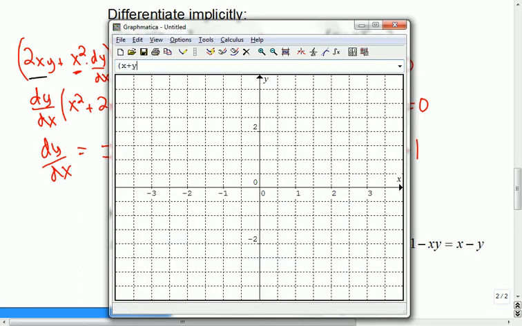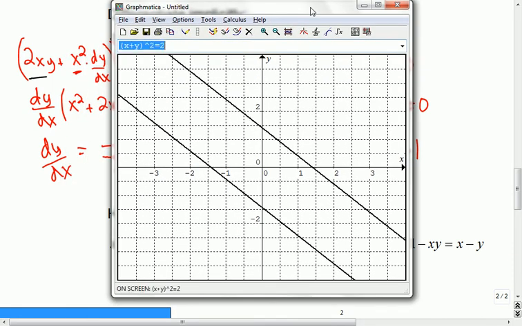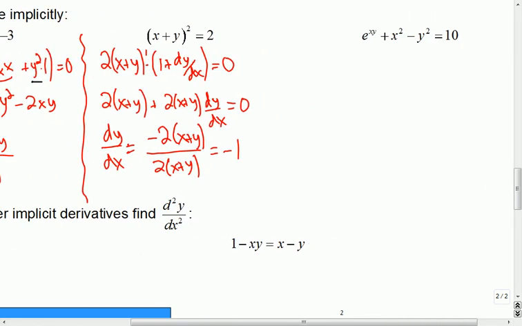So x plus y squared has to be equal to 2. Is that the correct equation? Yep. Okay, so let's take a look. That graph looks like this. So we didn't know what the graph looked like, but that slope is actually negative 1 if you look on that graph there. So it is the correct derivative, even though all that stuff simplified and disappeared to negative 1. That is correct. Okay? So I'll give you another couple minutes to work out this one.